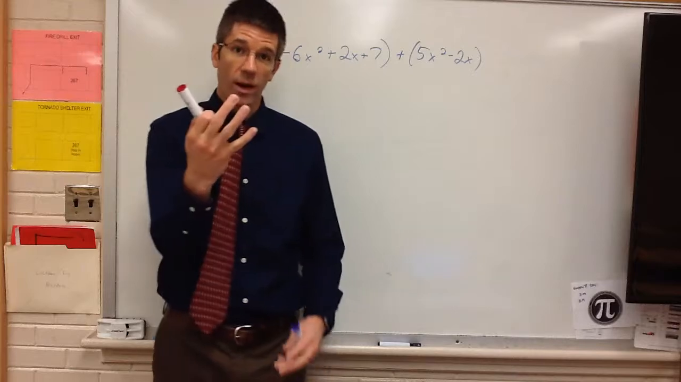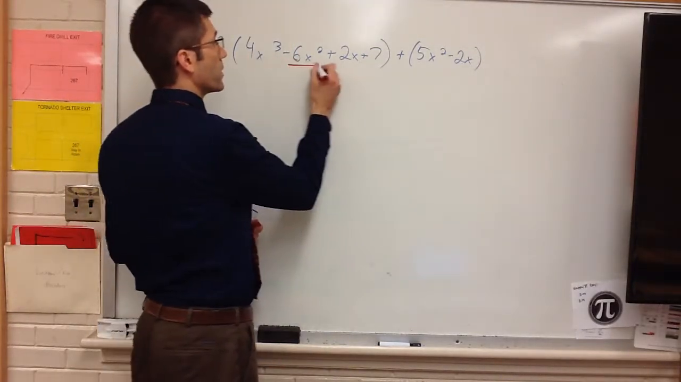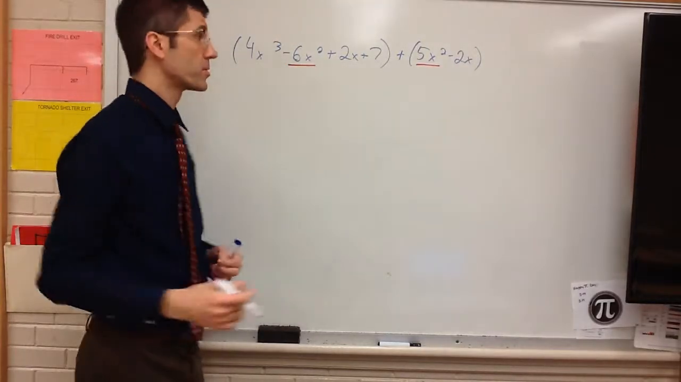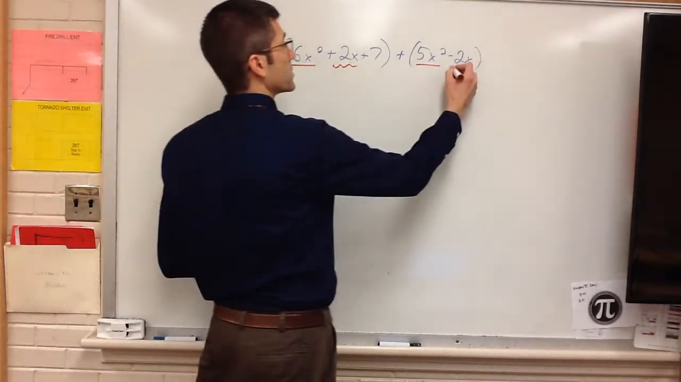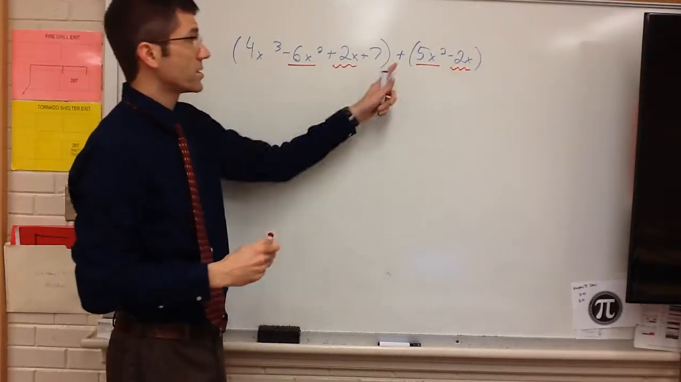If I have x squared and an x squared, then they're like terms. Like this one and this one. They are like terms. I will be able to put them together. Negative 2x and positive 2x, said that backwards, but they are like terms. So we'll simply just add them.